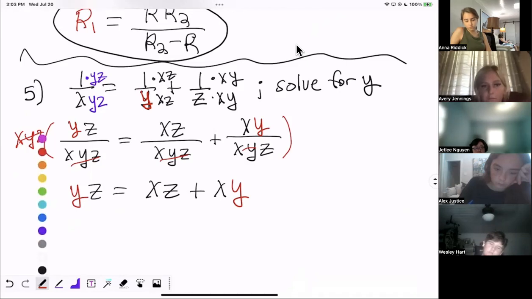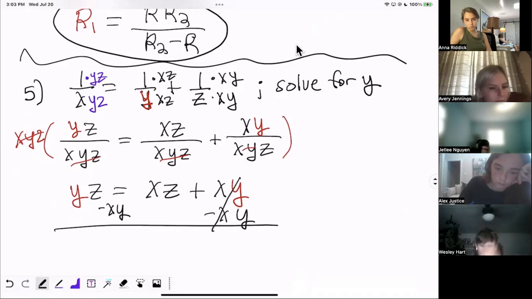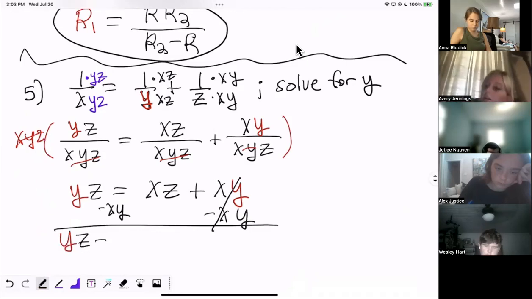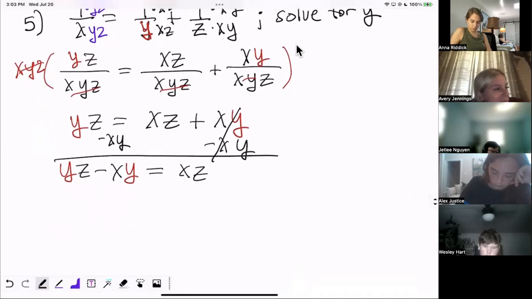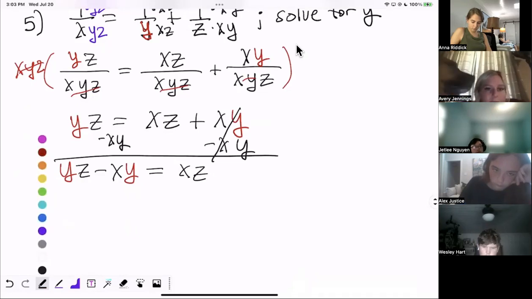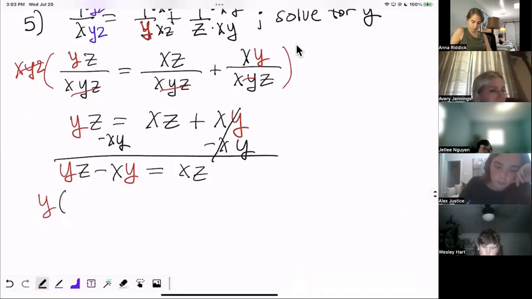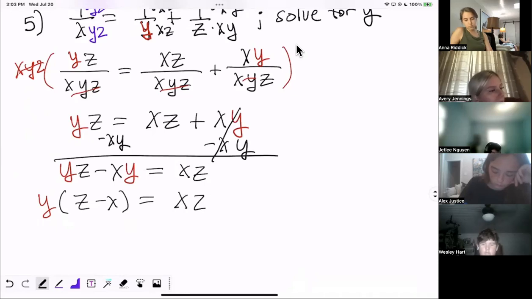So you're going to subtract xy, because you want y on the same side, minus xy. I'll put that in red in a second. So we have yz minus xy is equal to xz. Now that y is on the same side, I can factor it out as a greatest common factor. I'm going to take y out. And what am I left with? I'm left with y times z minus x is equal to xz.